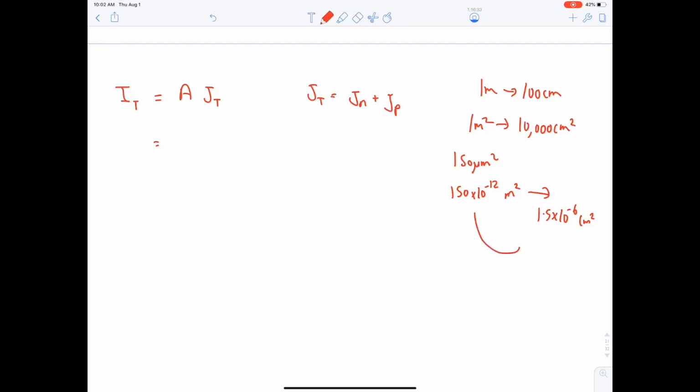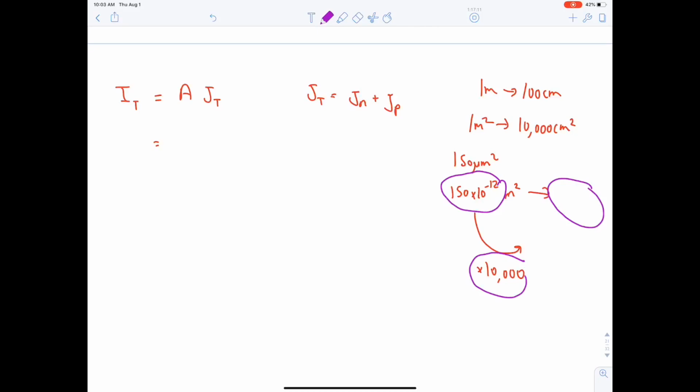You have to multiply this number by 10,000. I think it's 1.5 times 10 to the minus 6. I don't really remember. Or maybe it's 150 times 10 to the minus 6. I do not have a calculator. Yeah, it's 150. Just calculate it by yourself, okay? Just multiply this number by 10,000 and you will get it in centimeter square.